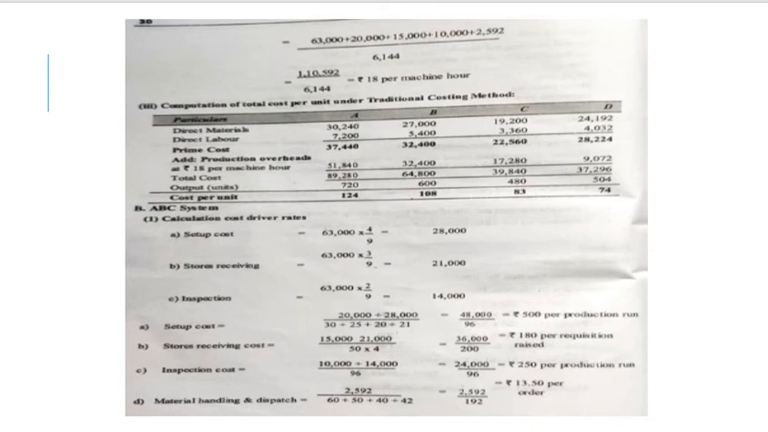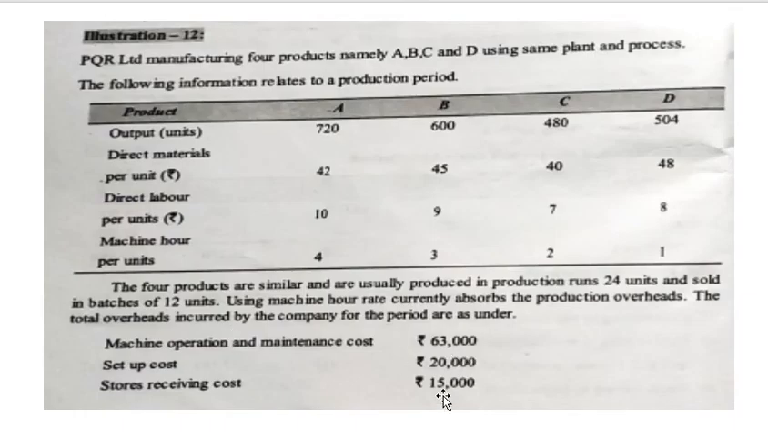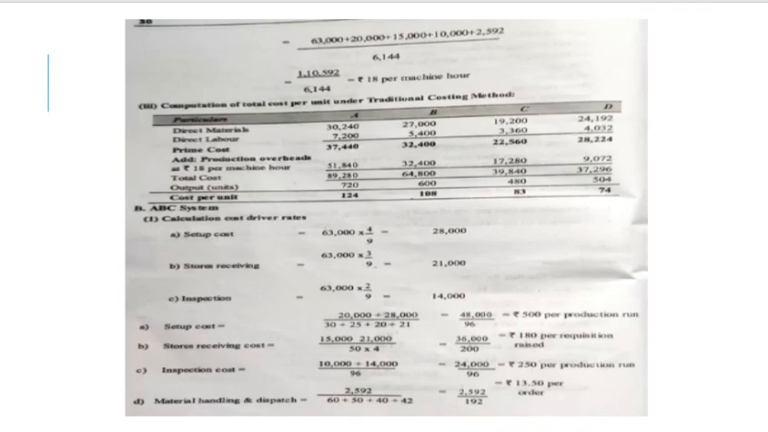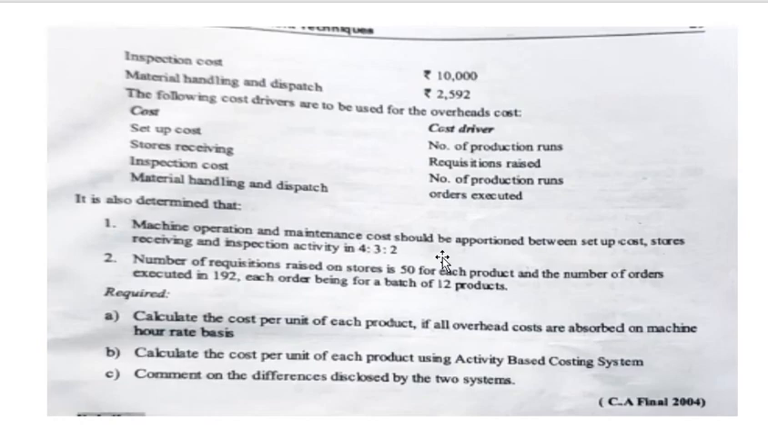So now let us calculate the first activity. As the machine operation and maintenance cost is distributed to the other three activities, there is now no machine operation and maintenance cost, and no cost driver for it. Now the setup cost, which was already 20,000, we add the 28,000 from the machine operation and maintenance cost distribution. So 20,000 plus 28,000 gives you 48,000, divided by the number of setups.